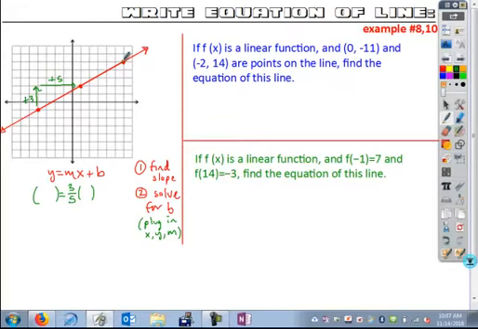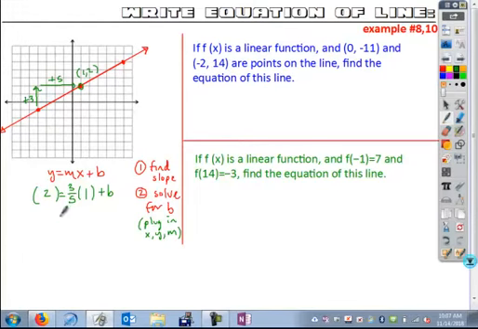Okay, and it doesn't matter which set of points you use. So let's say I choose this point right here. At this point, what's the x coordinate? 1. And what's the y coordinate? Up 2. Okay, so I plug in a 1 for x and a 2 for y. And what I'm going to do here is solve for b.